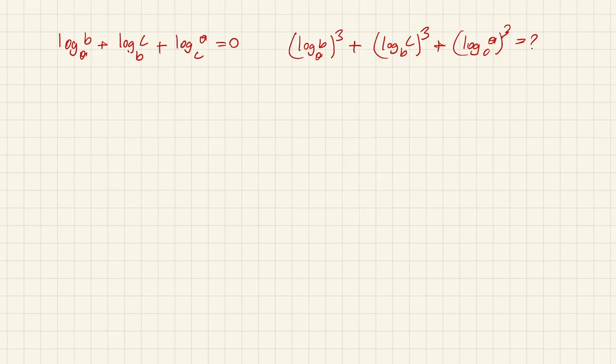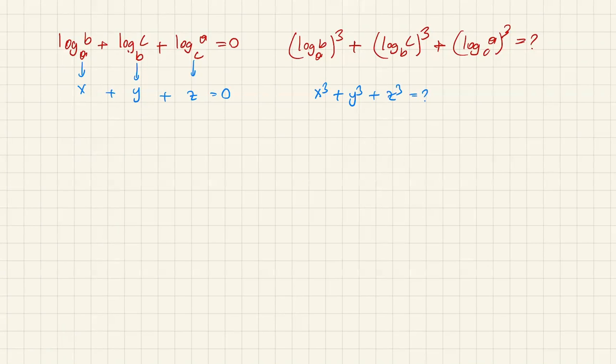Okay, so it doesn't really look nice to work with those logs, which is why I'll just do some substitution first. Let's say this is x and this is y. Let's say this is z. So based on this, x plus y plus z is 0. That's given. And the question is asking for x cubed, y cubed, and z cubed.